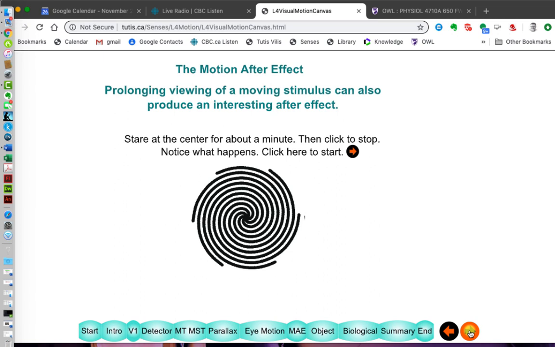Okay, now for some fun. I'd like you all to look at the center of this swirl and stare at it for a while.